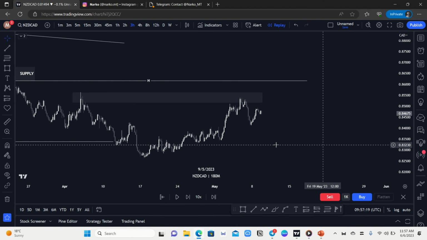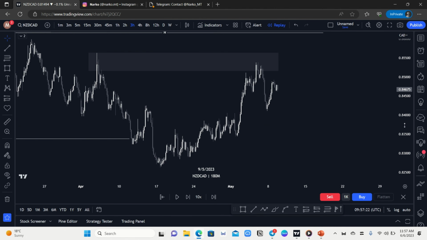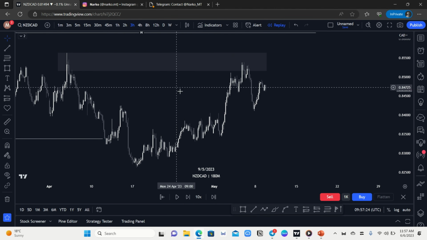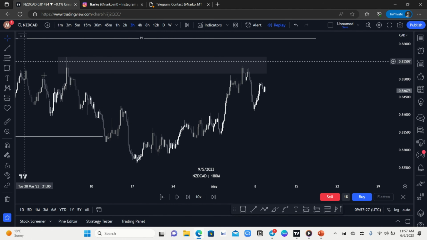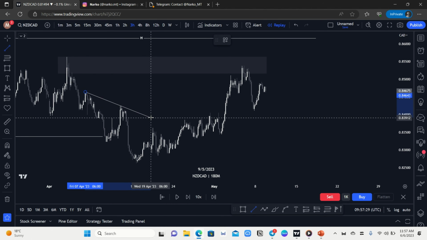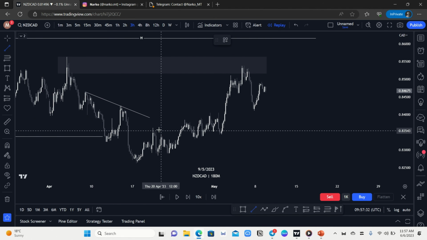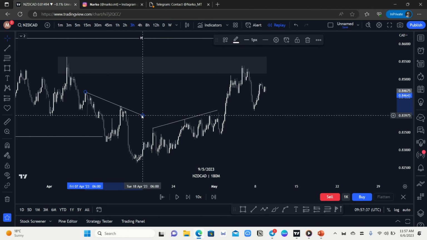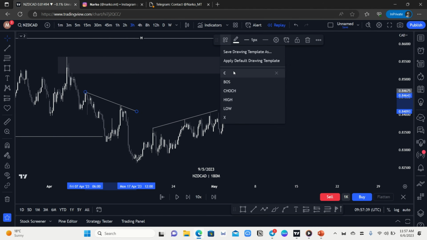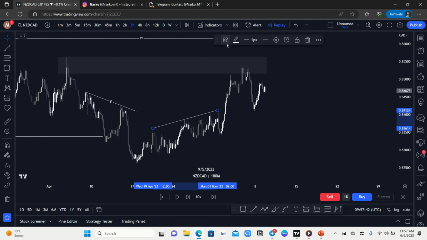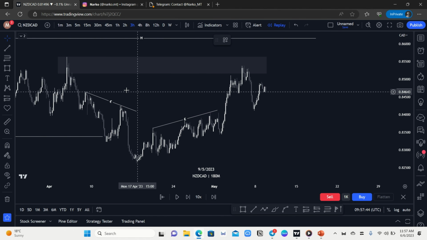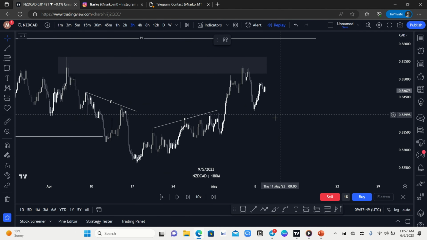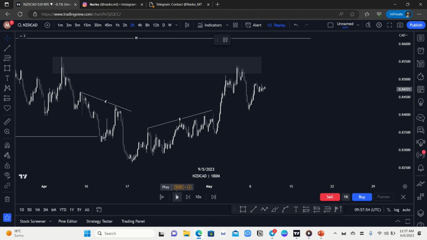Now since price respected this area here, we know that here we have this internal range liquidity, and also here. These here are just internal range liquidity, meaning that price needs to sweep out these liquidities before price can push to the downside. Okay, so now let's play price and see what happens.